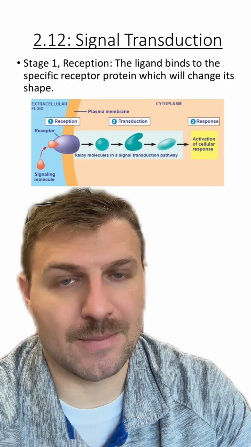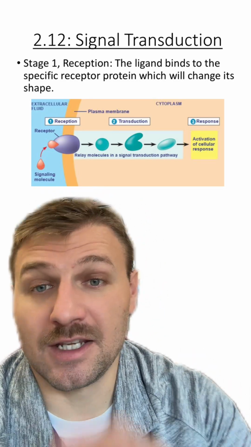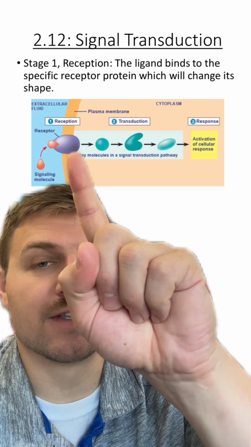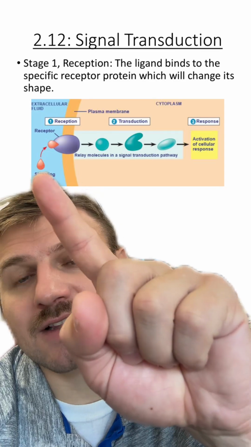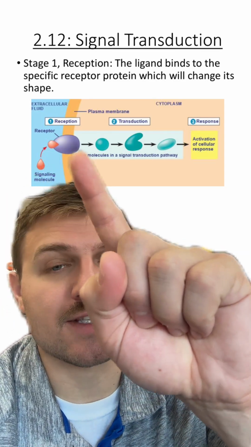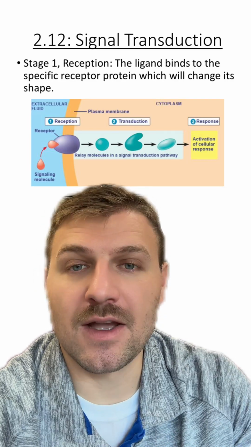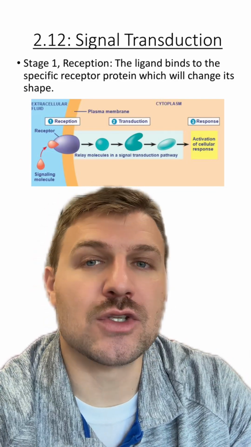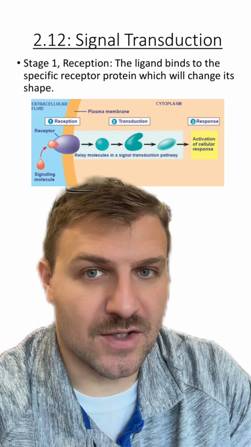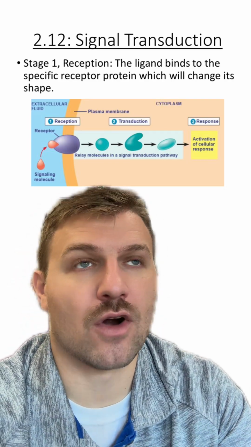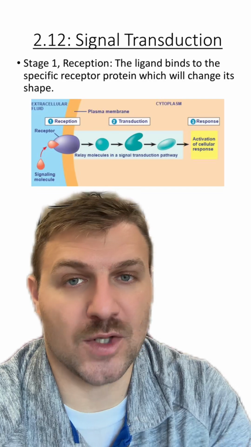There are going to be three specific stages within signal transduction. The first is going to be reception. This is going to be when the signaling molecule, the ligand, is going to bind to the receptor protein of the cell. And typically, this ligand's interaction with the receptor will change the receptor shape in some way. Remember, in biology and in science and in life, whenever you change the shape of something, you change the function. That concept of shape determining function is very important for all of biology, but specifically cell communication.